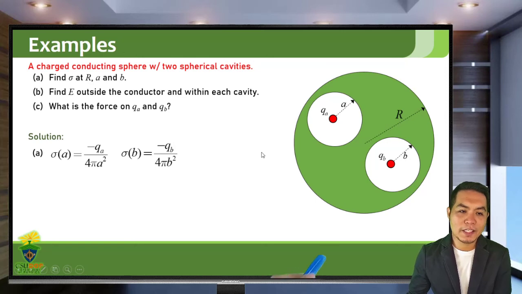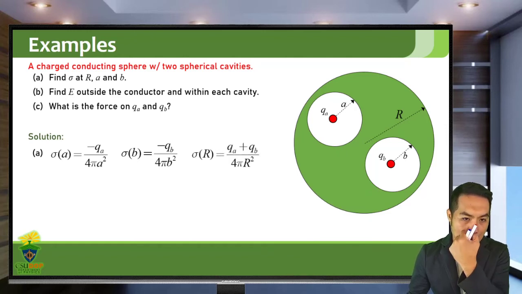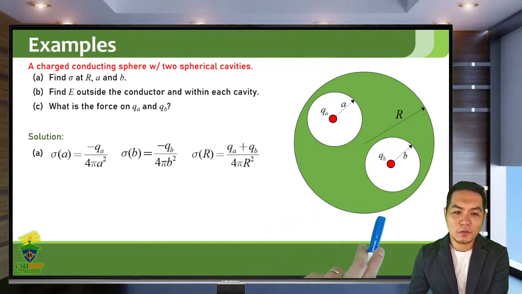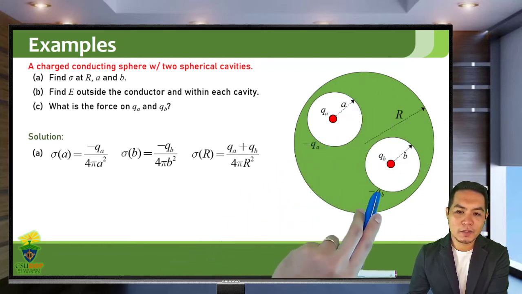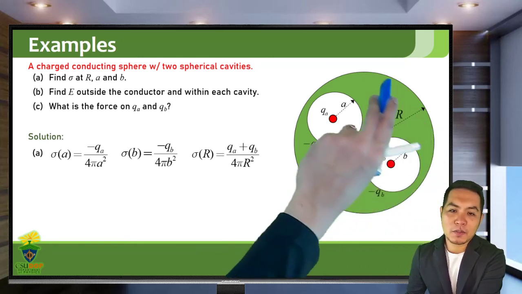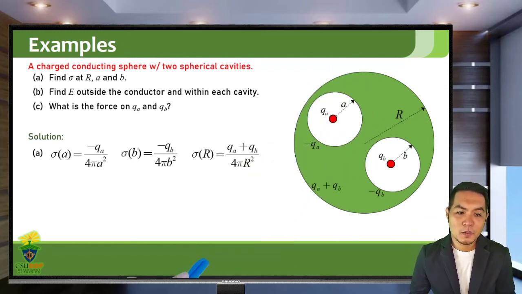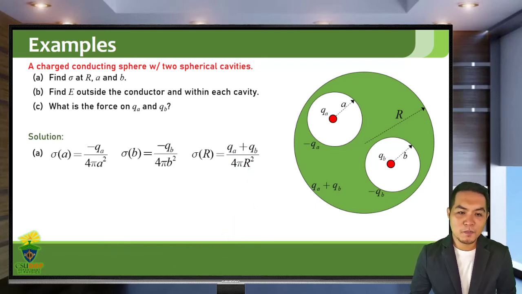Similarly, for the second cavity, there will be a negative QB worth of charge induced here, so negative charge density here. And for the outer surface of the conductor, since you already have a negative QA induced here and a negative QB induced here, there will be a positive QA plus QB induced on the outer surface. So the charge density will be QA plus QB over 4 pi r squared. Essentially, the charge density looks like the total of the two point charges inside the conductor.